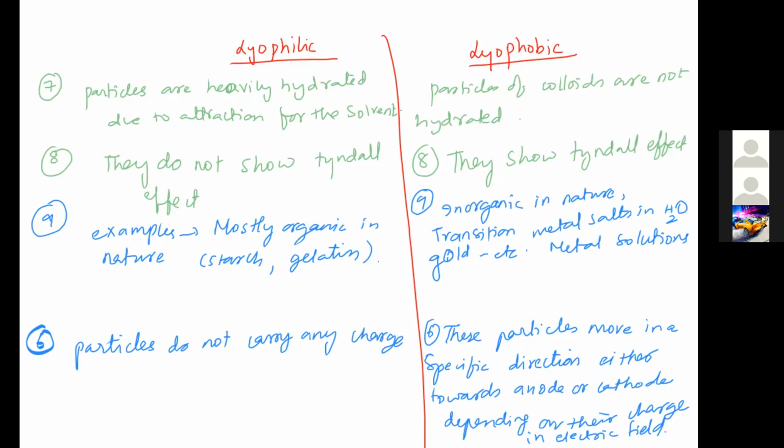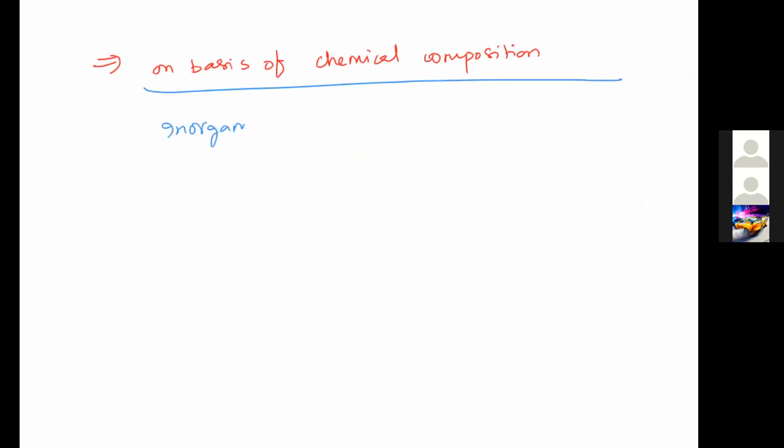Done, ma'am. Right. So the fourth classification of colloids is on the basis of chemical composition. According to the chemical composition, they are classified as inorganic colloids and organic colloids.